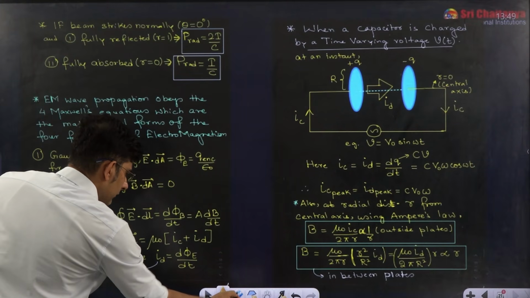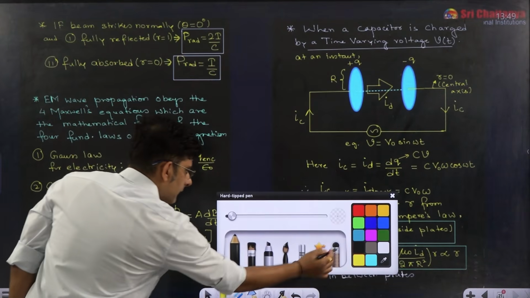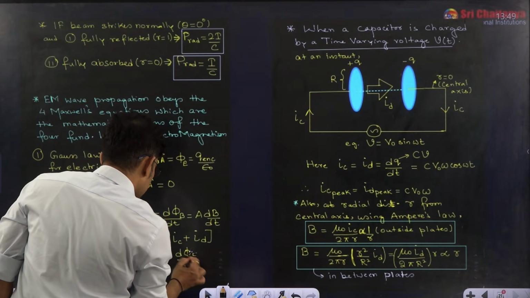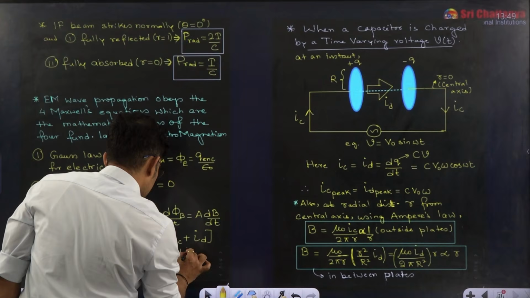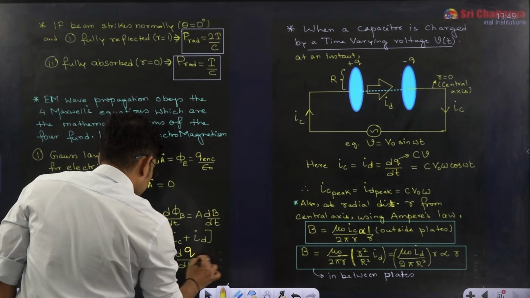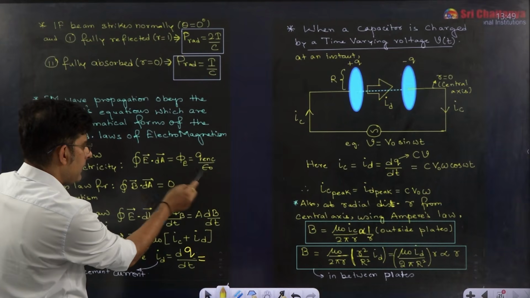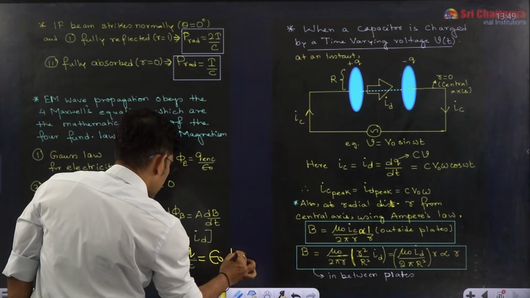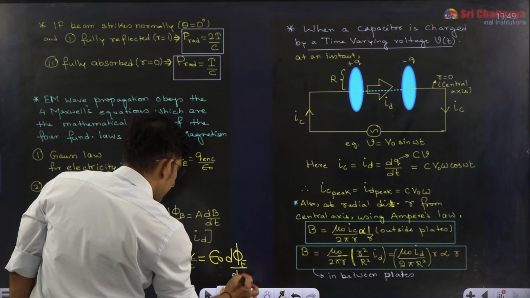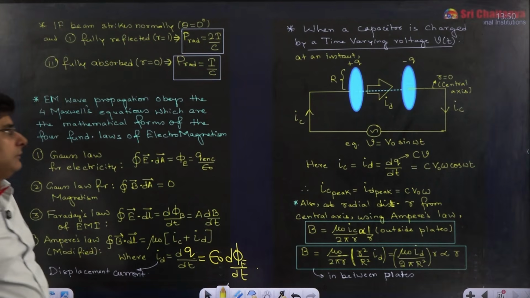or basically, it is to be corrected here, it's not d phi by dt, it is actually dq by dt. And if you go by this law, Q can be written as flux into epsilon naught, so it can be written as epsilon naught into d phi by dt. This is a term which is given a name, displacement current.